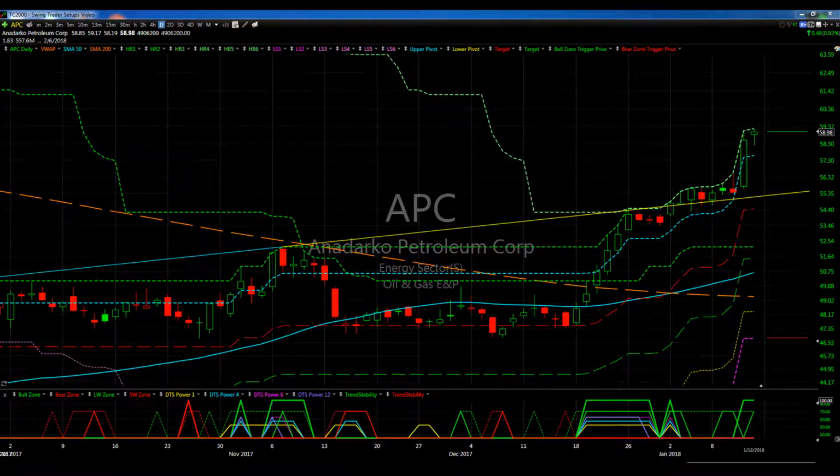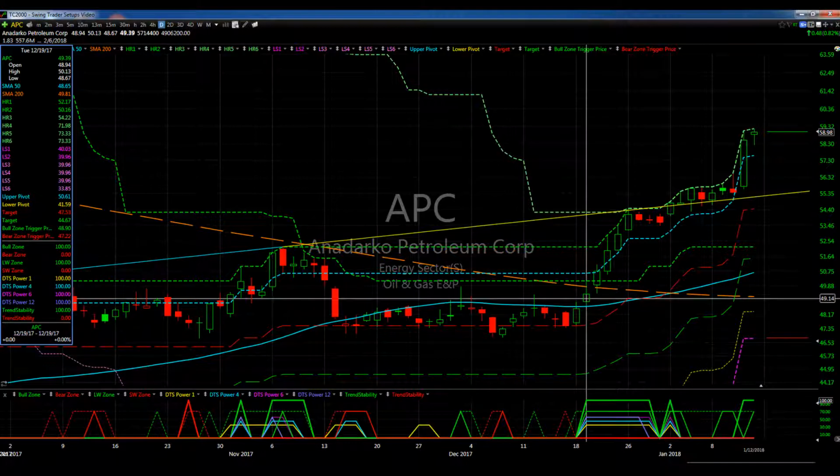Next chart I want to share is APC, and it broke into the bull zone here, right below the 200 day. Across the 50 day, that's your blue line. Orange line's the 200 day. On this day, it broke into my bull zone.